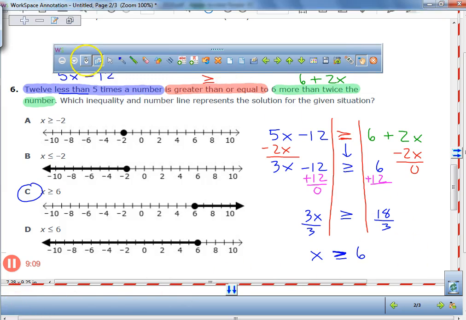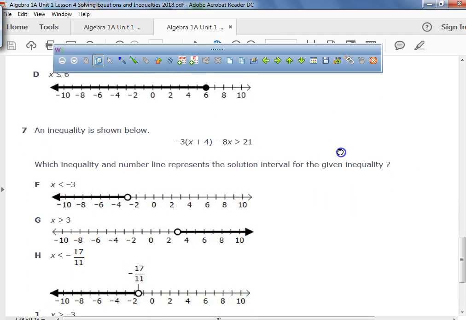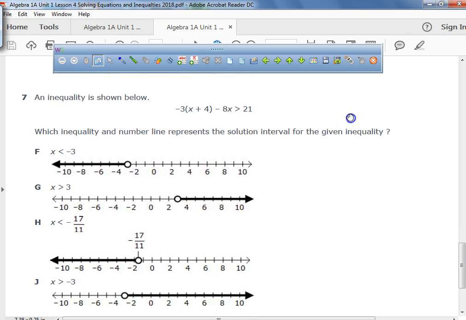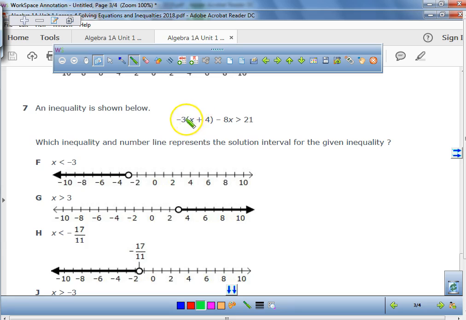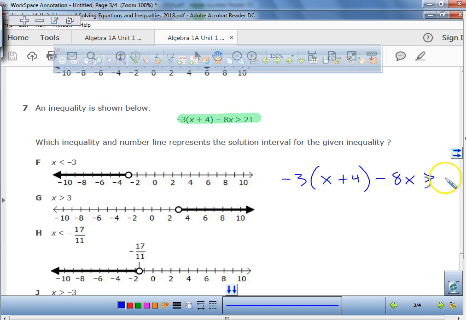All right. Let's do one more problem. Here we go. Number 7. I'm going to write that a little bit bigger over here. I have negative 3 parentheses x plus 4 minus 8x is greater than 21. Now I like this problem because I already have all of my x's on the left-hand side of this greater than sign, so it's going to make it a lot easier.